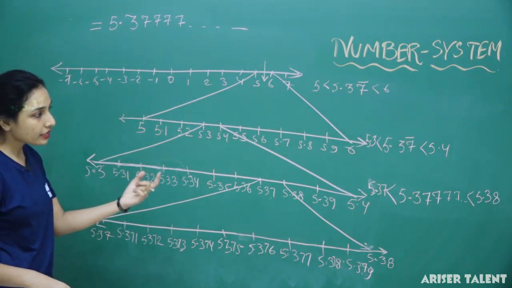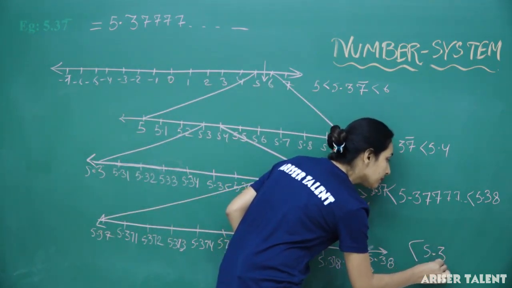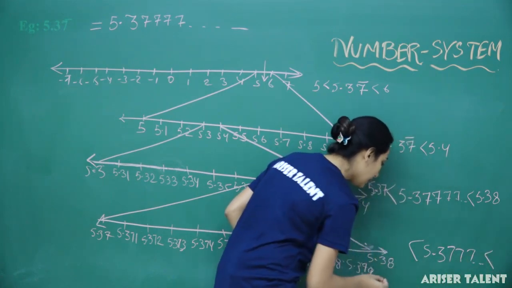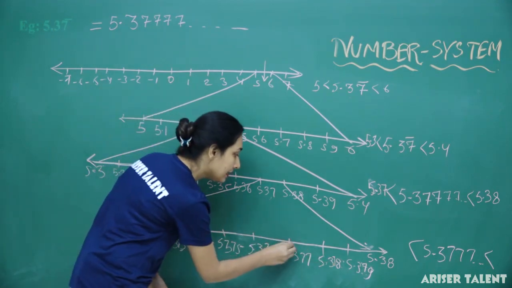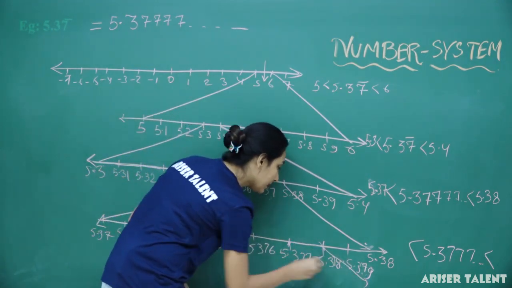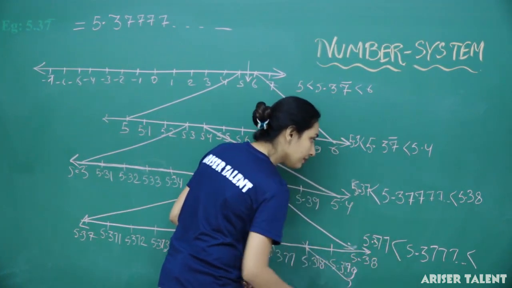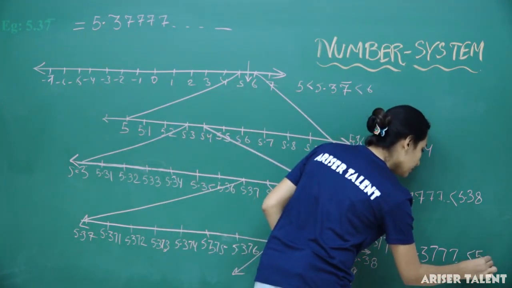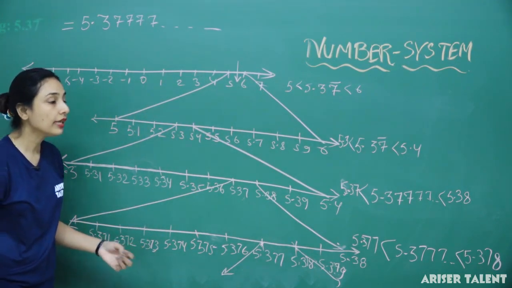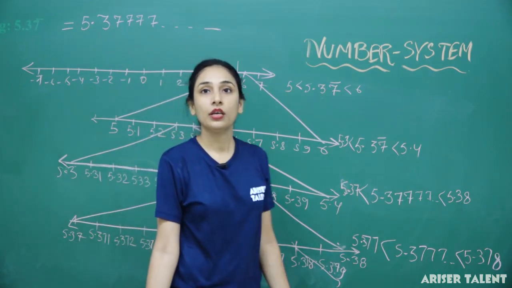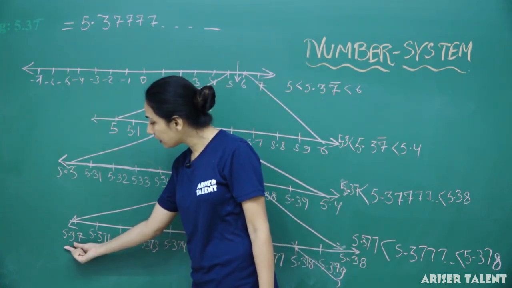So now student, this 5.3777 will be lying between, in which part will it lie? 5.377 and 5.378. This will be the part that needs to be magnified. Okay, so that will be lying between 5.377 and 5.378. Now student, this process is not going to stop because 7 is not going to stop repeating itself. That means this process will just end up increasing the digits here.